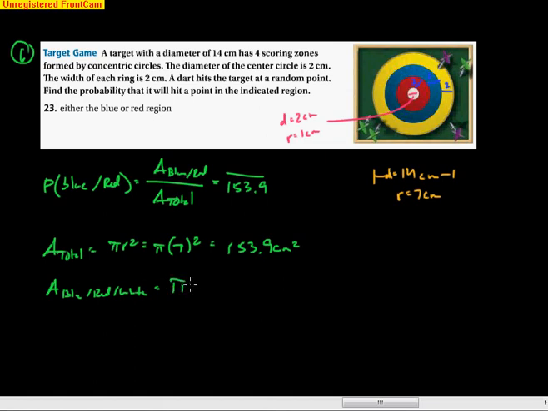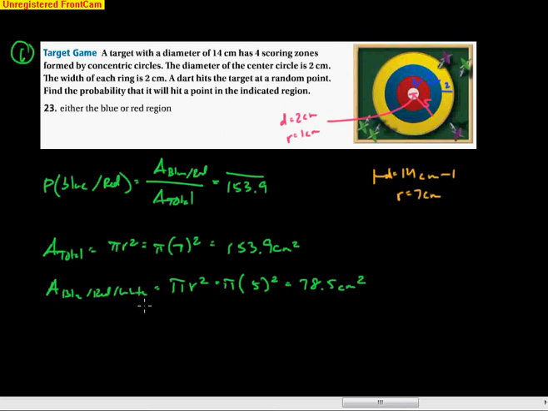So that's a circle, pi r squared, pi times the radius of that. Well, let's see. That would include the 1 for the white, the 2 for the red, and the 2 for the blue. That's a radius of 5. So that's 25 pi. That is 78.5. And that's centimeters squared. And that includes the red, white, and blue.